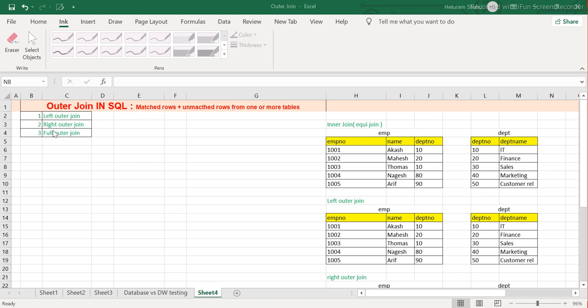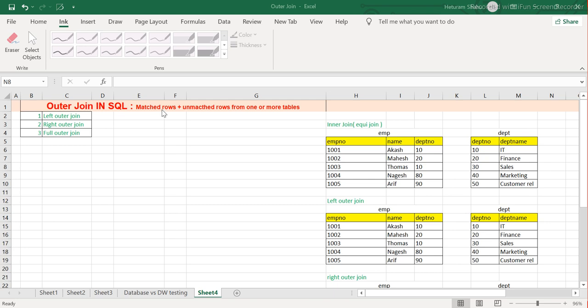Don't worry about all these different kinds of join. It is very simple. Let's try to understand the concept first, and after that we will see the example also. Then it will be very clear for you. Don't worry about these fancy words, outer join and all those things. It is very easy. I will try to explain in very easy language so that you can understand. So what is outer join?